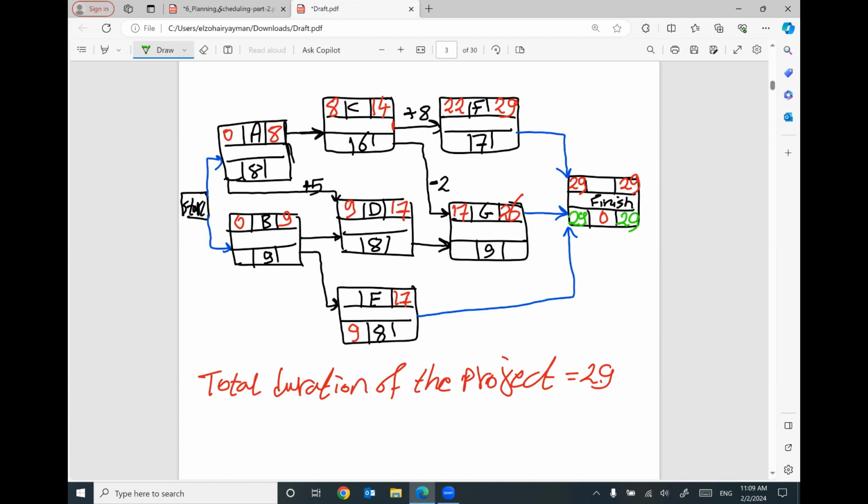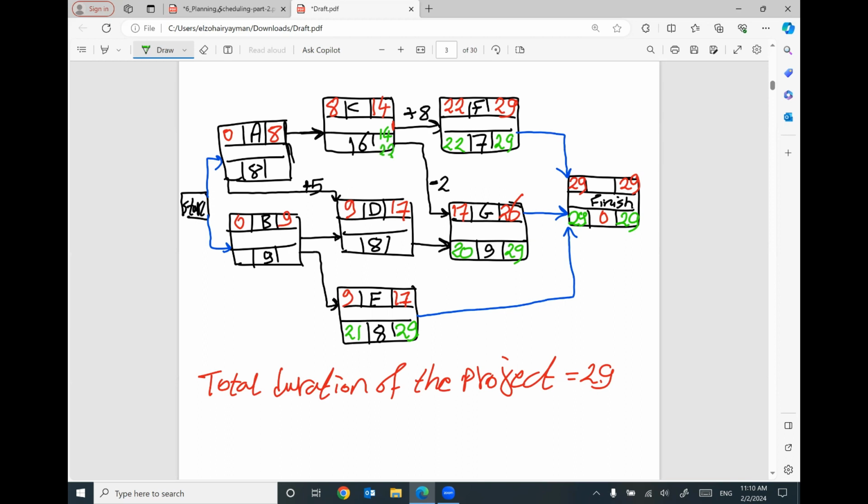Let's start the backward pass. So the late finish for these last activities will be 29. Let's move back. 29 minus 7 will be 22. 29 minus 9 will be 20. 29 minus 8 will be 21. For activity C, 22 minus 8 will give you here 14. 20 plus 2 will be 22 here.